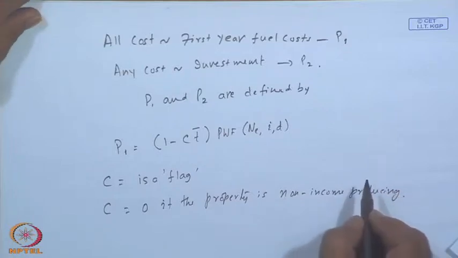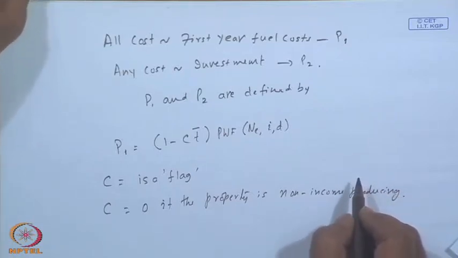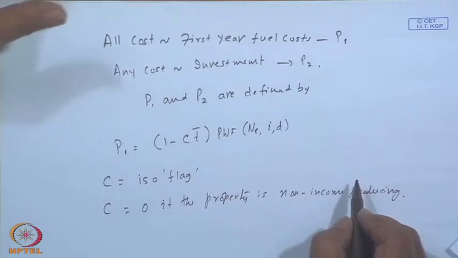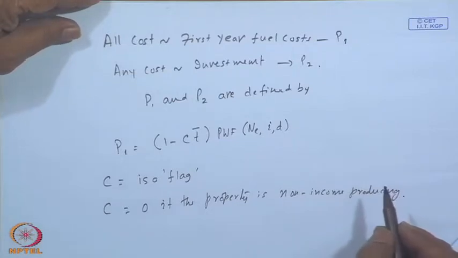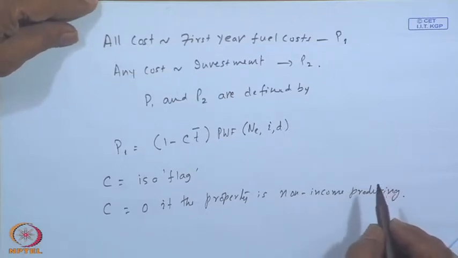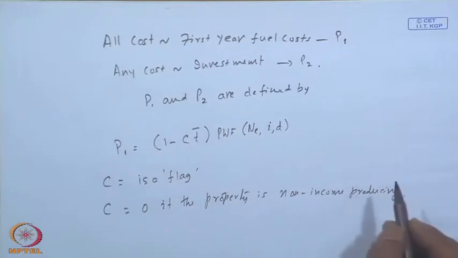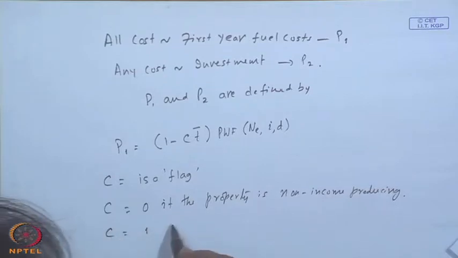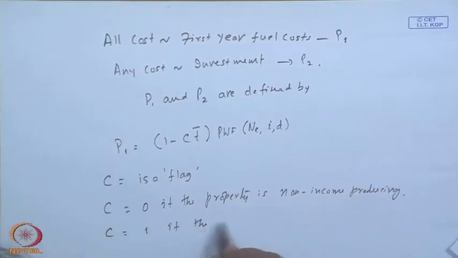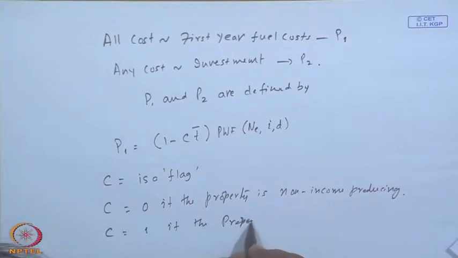In other words, we are distinguishing, even if it is a solar energy hot water system: if it is used domestically for bathing or cleaning dishes, it is non-income producing. But if it is used for degreasing or in any automobile industry or any other industry, it will be considered as income producing, and C should be equal to 1 if the property is income producing.